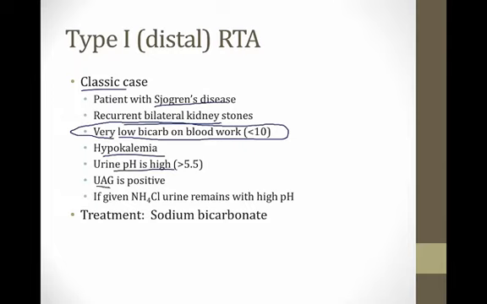The urine anion gap is positive, and it should never be positive in acidosis. And if you give ammonium chloride for an acid load, the urine pH will remain high. And the way you treat this type of RTA is to administer bicarbonate to try and blunt the effects of the acidosis.